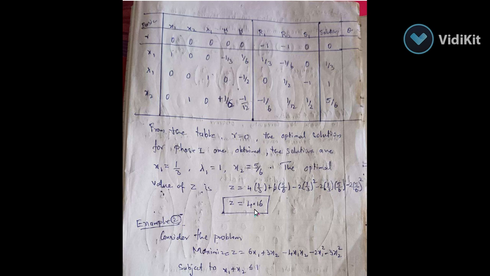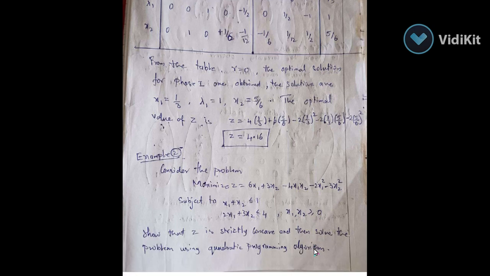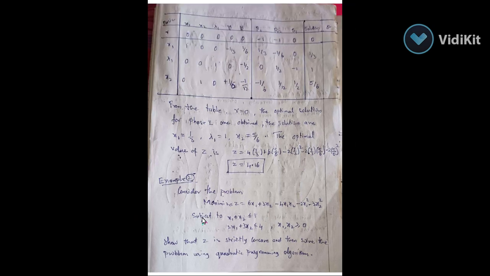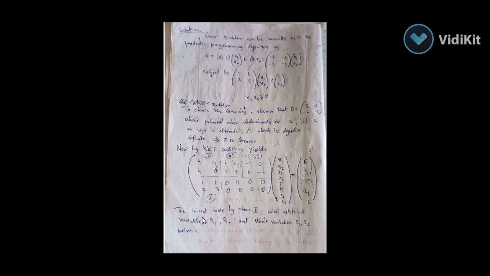So I hope this example is clear. Similarly, we'll take one more example, which I leave to you. The only thing is, here we are considering two constraints: x1 plus x2 less than or equal to 1, and 2x1 plus 3x2 less than or equal to 4. So the same things, only here there are two constraints. In this case, the problem differs only slightly in essence.